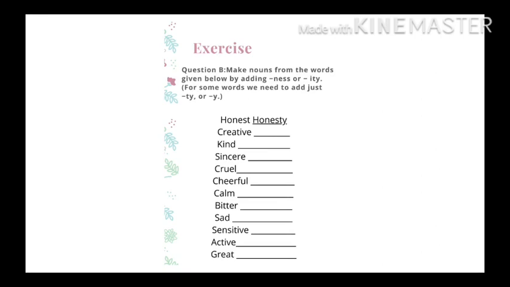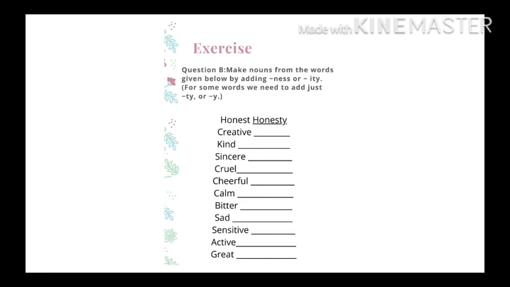Actually, two exercises. In the first exercise, you have to make nouns from these words. You can make nouns by adding NESS, ITY at their end. First one I have done for you. Honest can be changed into noun by using Y at the end, that is honesty. Creative can be changed into creativity. Rest you will do on your own and will send me through the mail.